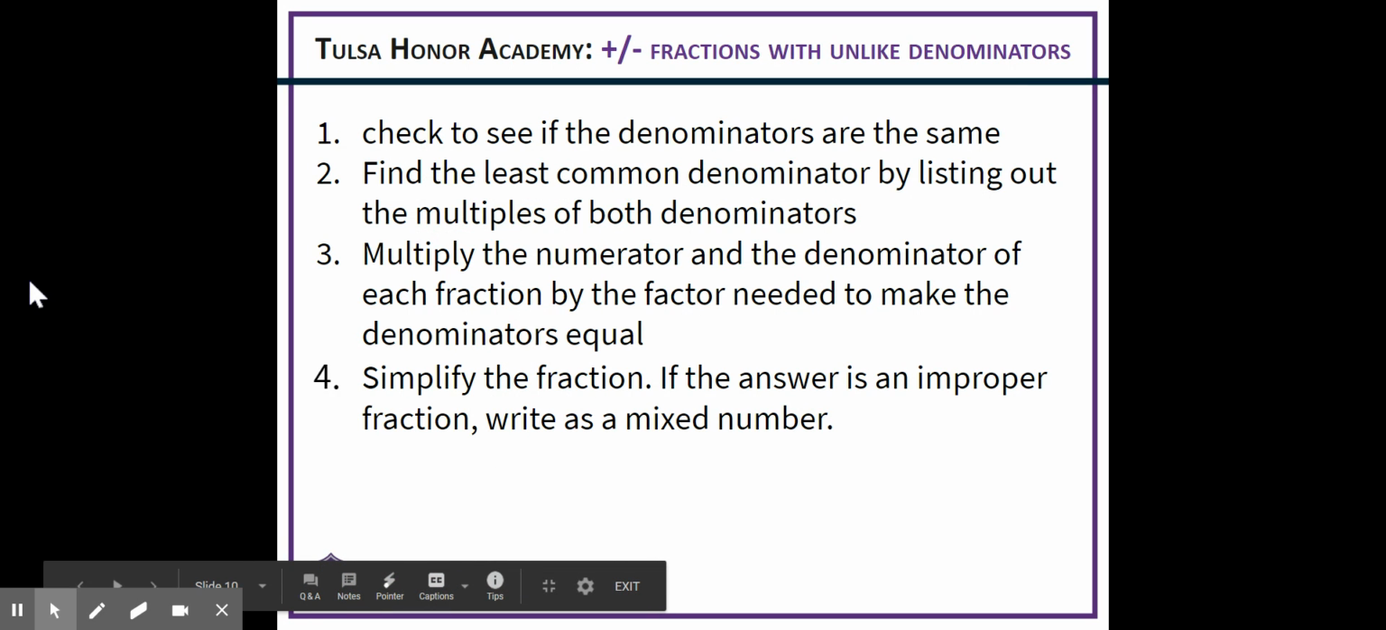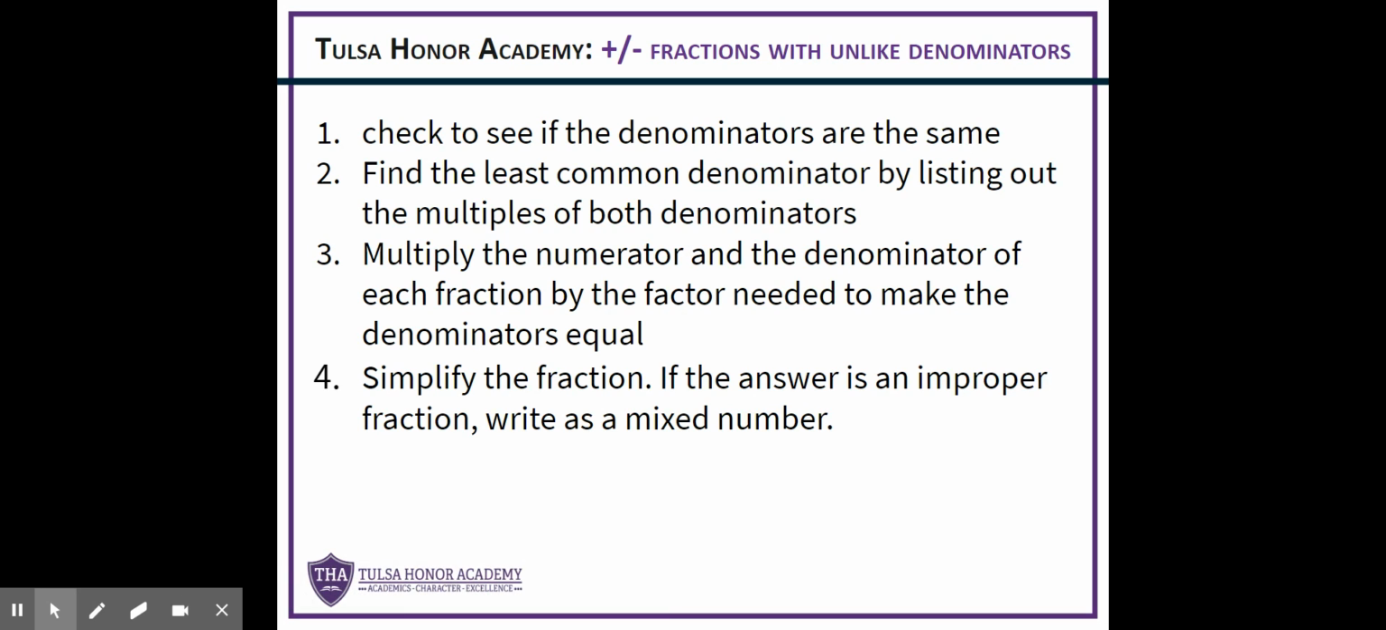So our steps for adding and subtracting fractions with unlike denominators are: first, we check to see if the denominators are the same. Second, we find the least common denominator by listing out the multiples of both denominators. Then we multiply the numerator and the denominator of each fraction by the factor needed to make the denominators equal. Then we simplify the fraction. If the answer is an improper fraction, we can write it as a mixed number.